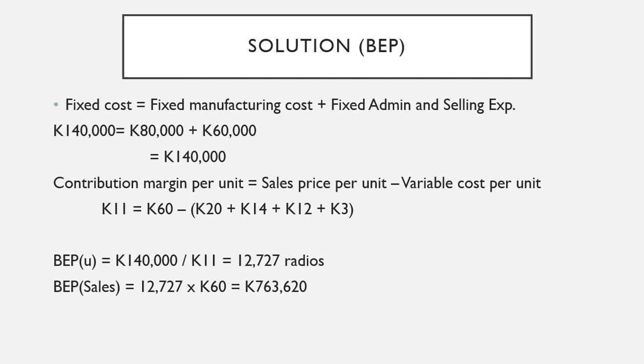So 60 kina less 49 kina, we have our contribution margin per unit, that will be 11 kina. Using the formula provided previously, the break-even point in units is 140,000 kina, that's the fixed cost, divided by the contribution margin per unit. So we arrive at 12,727 radios. Now we have to know the break-even point in sales or revenue. That is simple: 12,727, the break-even point in units, multiplied by the sales price per unit. So we got 763,620 as our break-even point in sales.